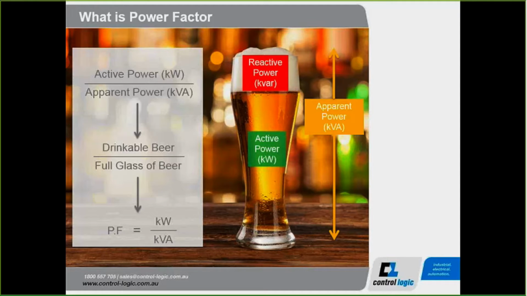So your power factor, now we'll move across to electrical terms. We talk about the active power expressed in kilowatts. You divide that by the apparent power measured in kVA, and that gives you your power factor. Or back to the beer glass analogy, drinkable beer divided by the full glass of beer equals your power factor. Shorthand notation, power factor PF equals kilowatts divided by kVA. So hopefully for those of you that don't have an electrical background, this beer glass analogy will help you to understand a bit more about what is power factor.